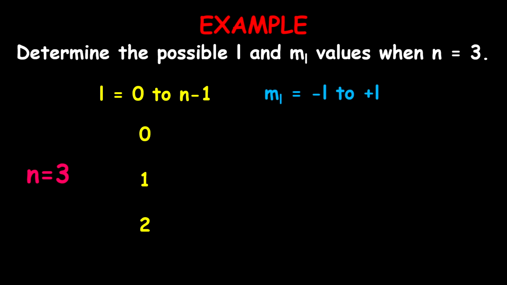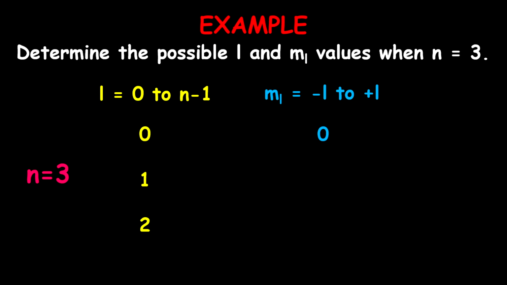Now, for the ml values, remember it will be from minus l to positive l. So let's look at our first l value, which is 0. Now remember, there cannot be a positive or a negative 0. So 0 is just 0. So when l is 0, ml must be 0.